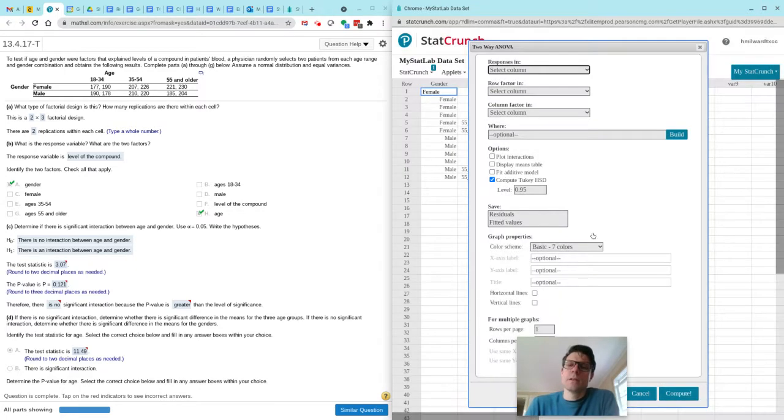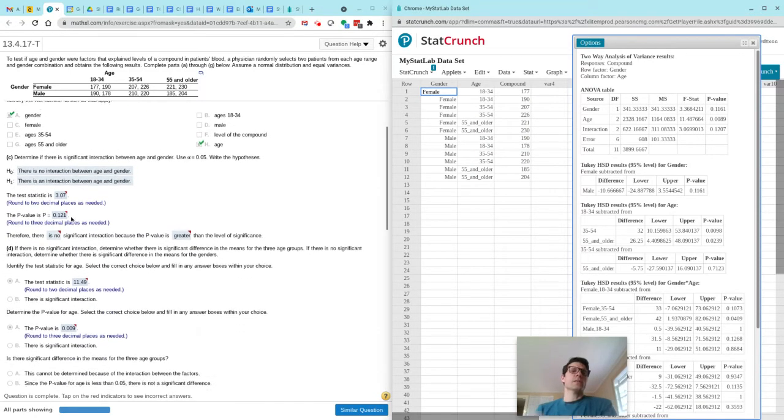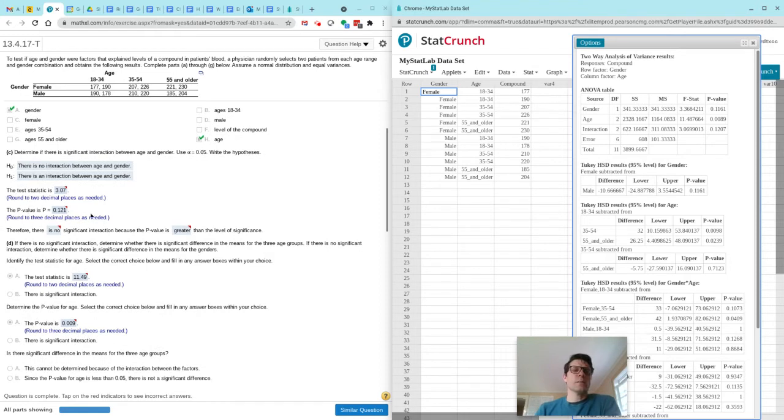Oh, sorry. I forgot, my responses are in compound. My row factor is going to be the gender, right? And my column factor is going to be the ages. Okay. So then I just hit compute. And the question I received from a student is, how do I get the test statistic and the p-value?